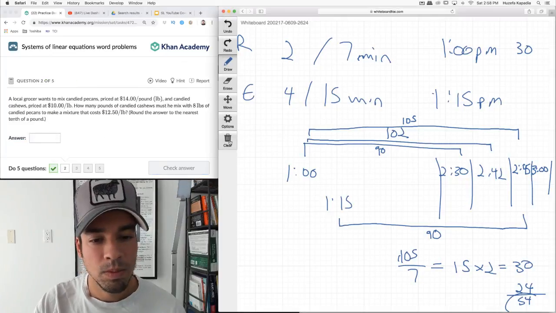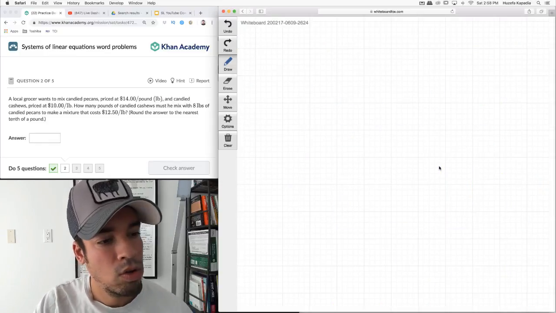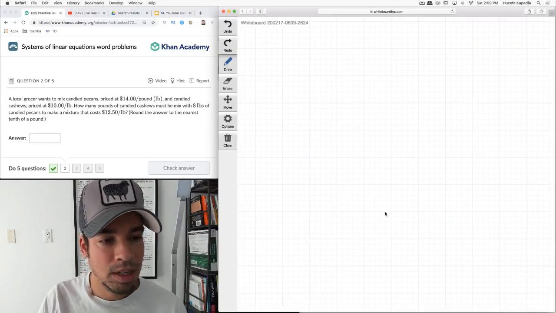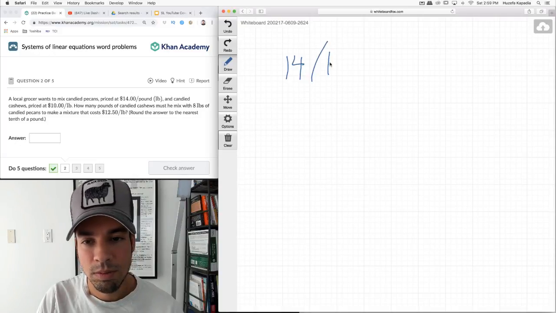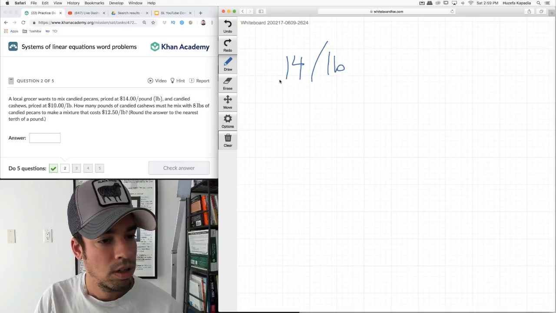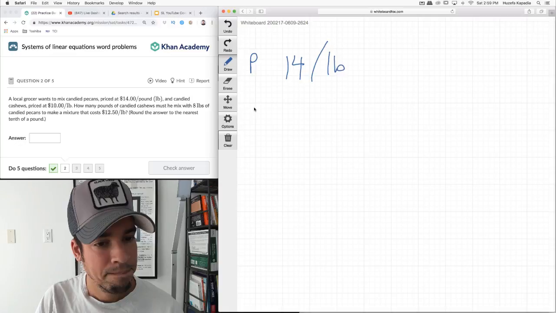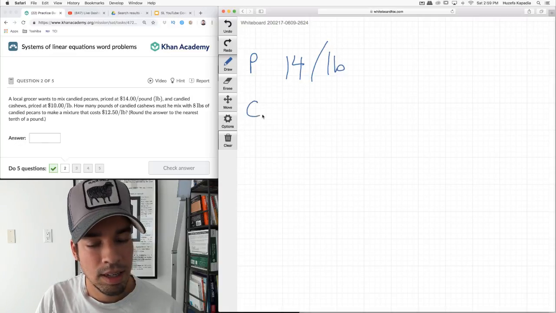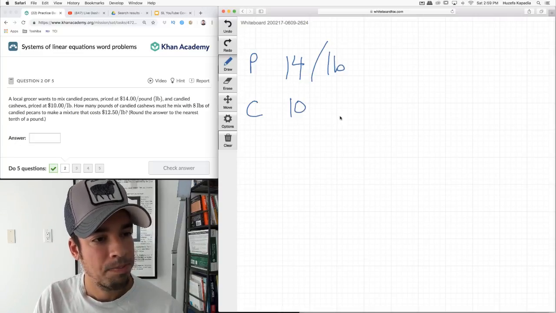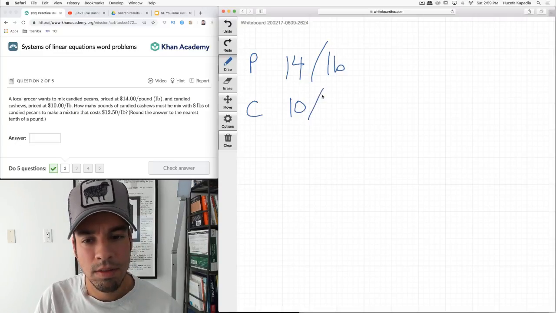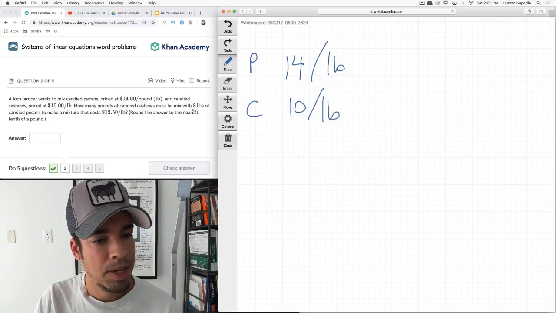All right, next problem. Question number 2. A local grocer wants to mix candied pecans priced at $14 per pound, and candied cashews priced at $10 per pound. All right. How many pounds of candied cashews must he mix?